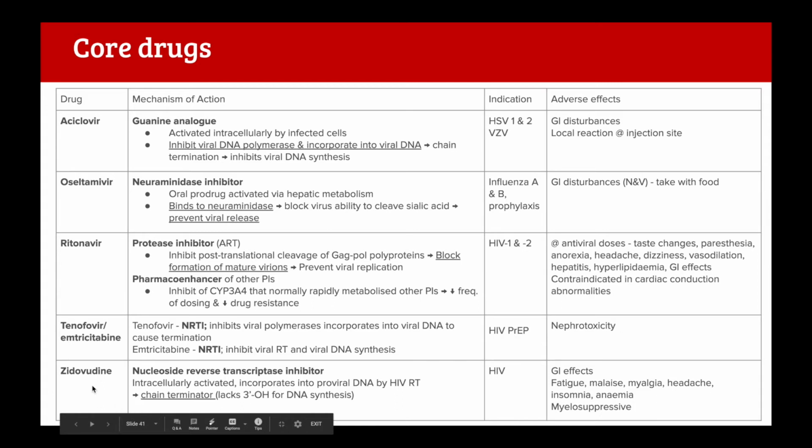Last one is zidovudine. It's also a nucleoside reverse transcriptase inhibitor. So, it's intracellularly activated, and it also incorporates into proviral DNA by the reverse transcriptase, and then it acts as a chain terminator. The reason it acts as a chain terminator is because it lacks the 3' end for DNA synthesis. Its adverse effects are GI effects, and just the usual. And they're also myelosuppressive. So that just means we shouldn't take it with other myelosuppressive drugs.